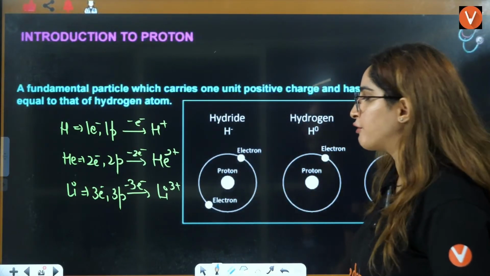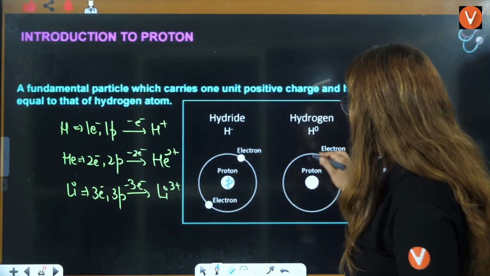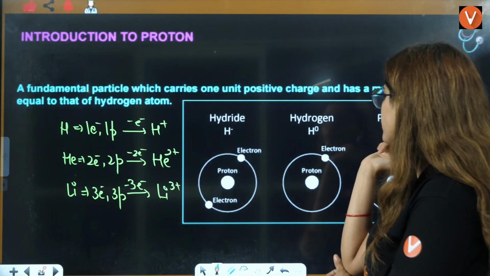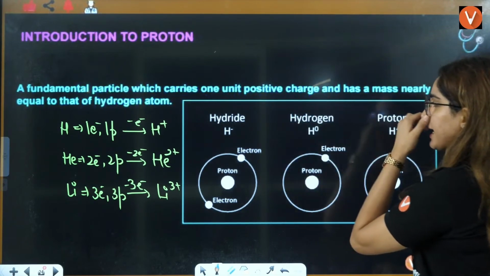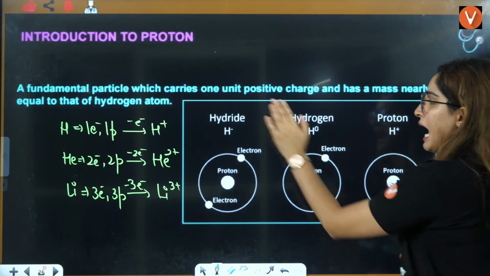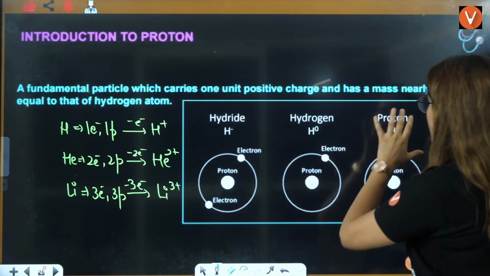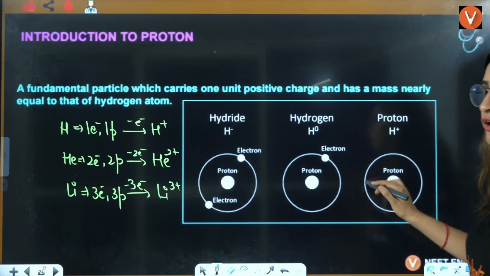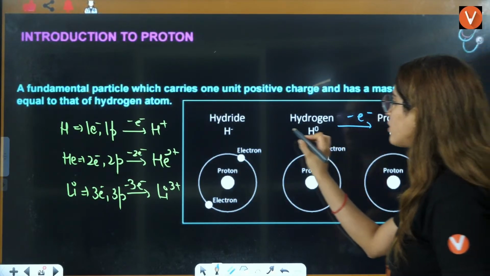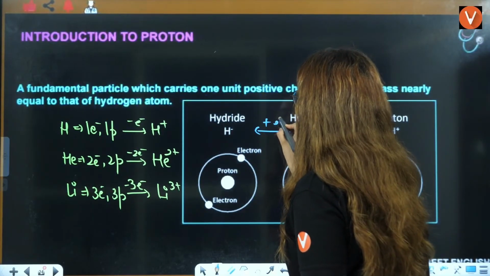If you have hydrogen, the proton will be here. I'll draw here, so they have drawn simply that hydrogen is there, one proton, one electron. Hydride means two electrons. Proton means only one electron. You take out one electron. That means here what we are doing, we are taking out one electron. Here we are giving one electron.